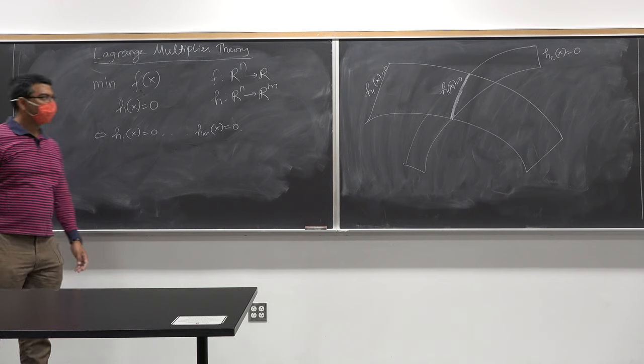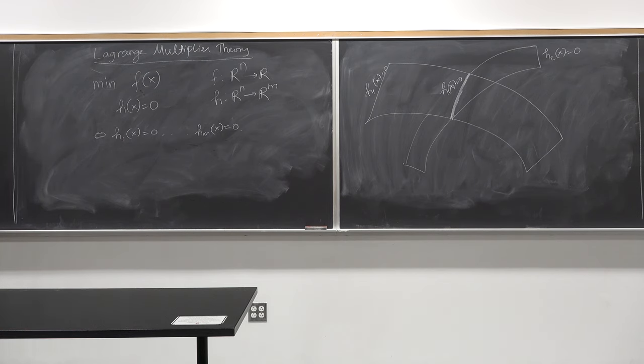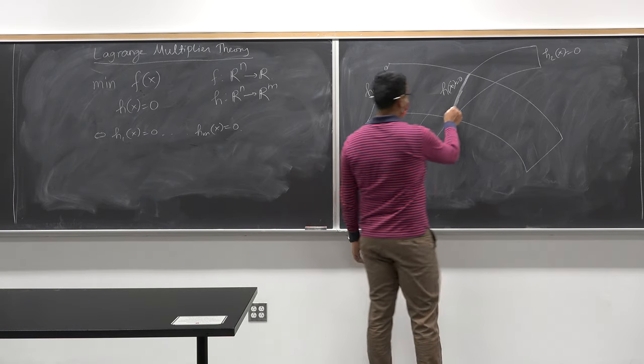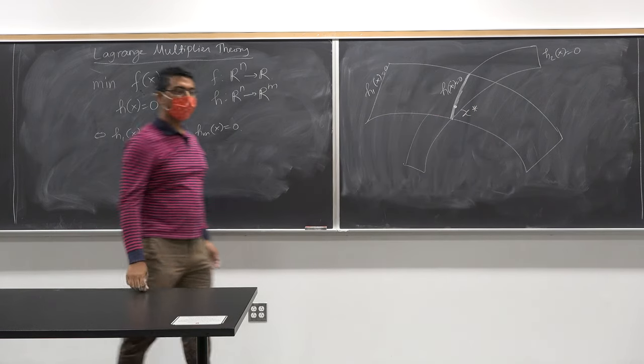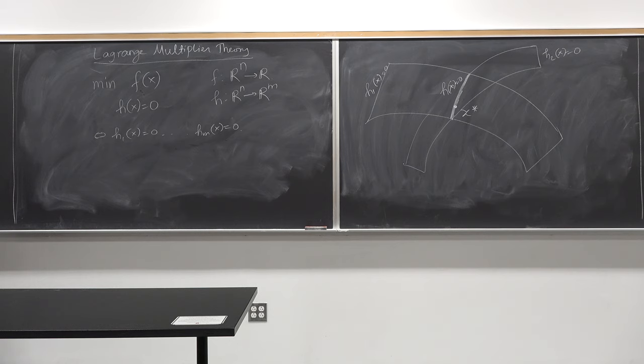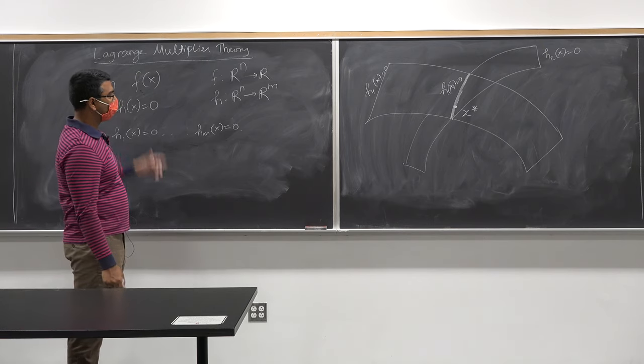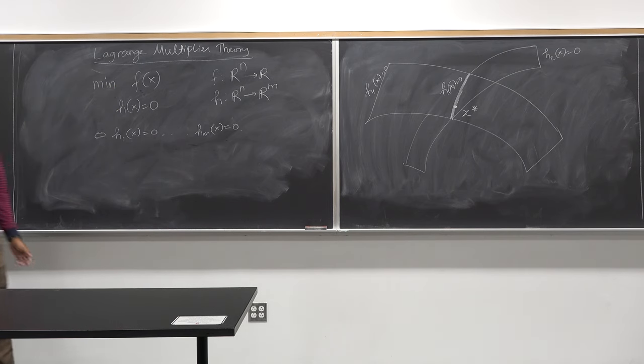So the question is, what's the necessary condition for optimality for a point x star to be optimal? So I have x star here. I'm going to claim that this point is optimal. What are the conditions that this point must satisfy for it to be a minimizing solution to this problem? So this is answered through what is known as Lagrange multiplier theorem. So let's try to understand what that theorem says.